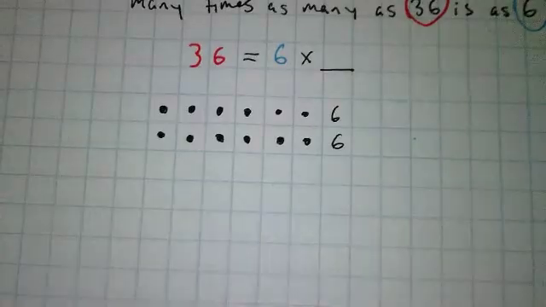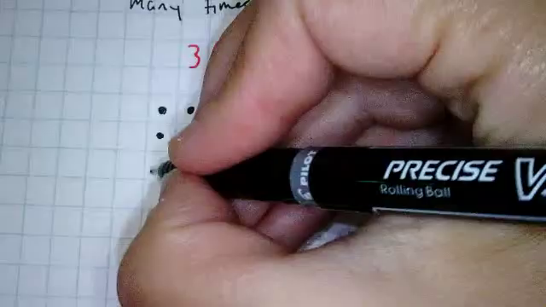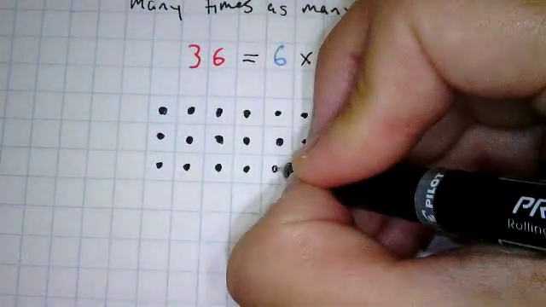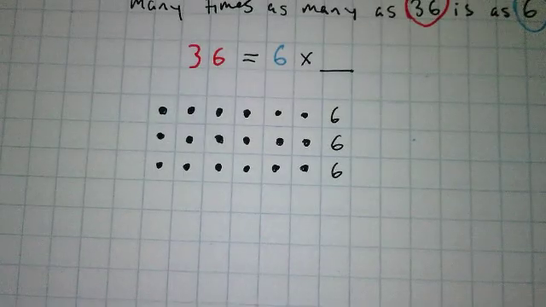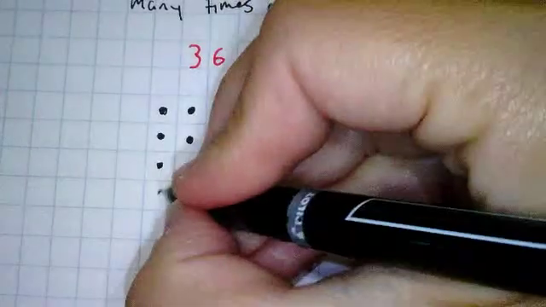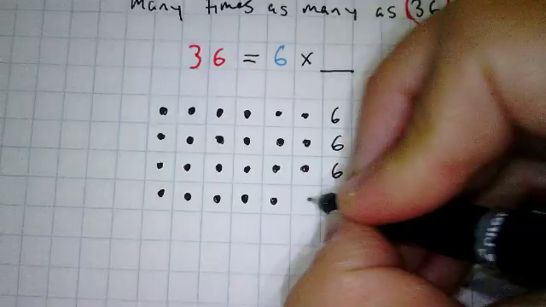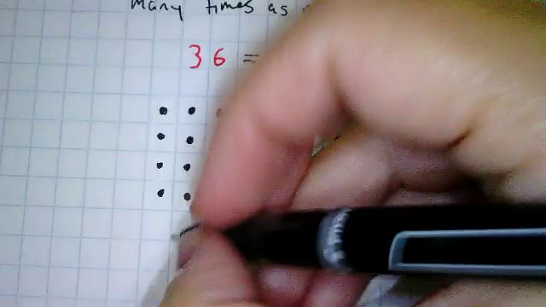12. Okay, I want to keep that number in so I know to stop. I want to stop when I hit 36, right? So I'm at 12 now. 1, 2, 3, 4, 5, 6. How many do I have now? 18. I have 18. Okay, I got to keep going. I'm not to 36 yet. 1, 2, 3, 4, 5, 6. How many do I have now? 24. I'm not to 36 yet.